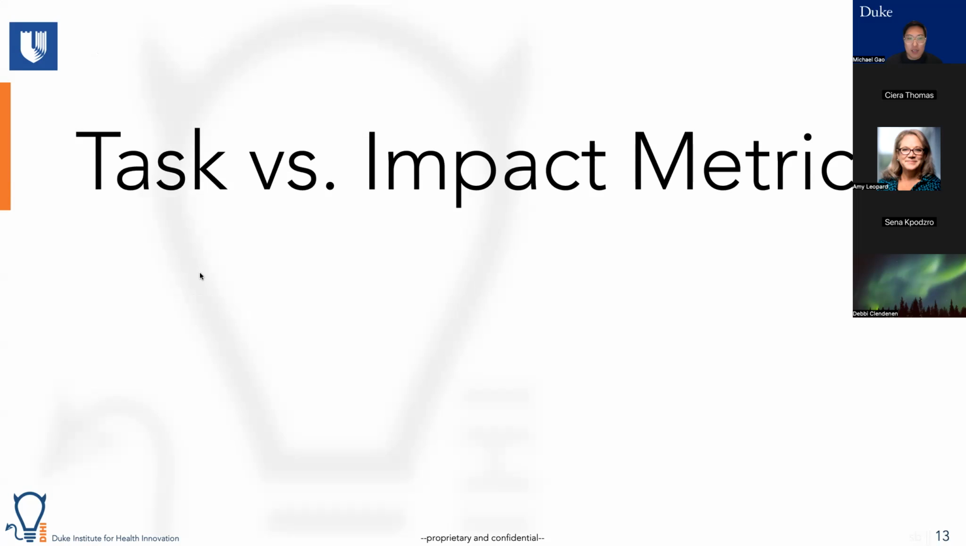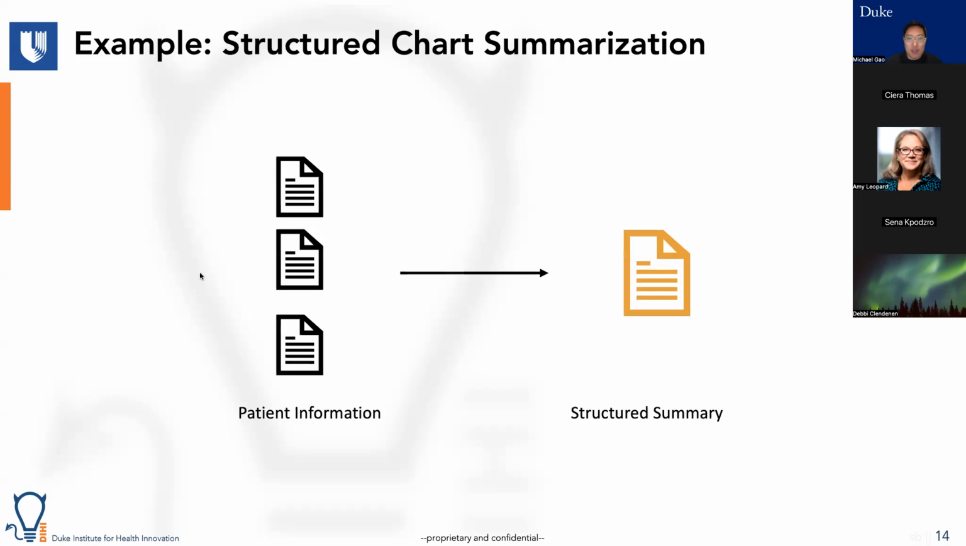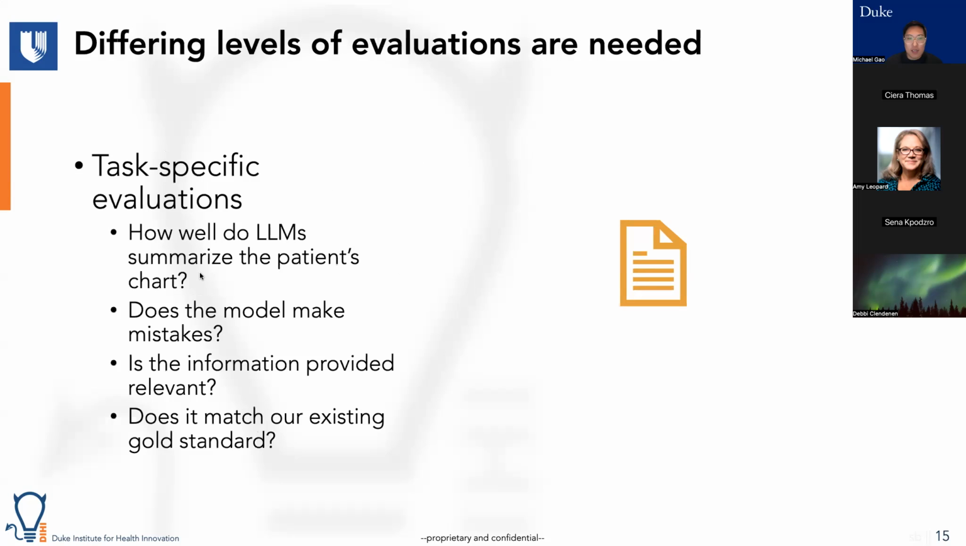Another key component of this is to differentiate between what are called task-specific metrics and impact metrics. So if we use an example, for example, of structured chart summarization, which is a general, large language model enabled solution, you have a whole bunch of patient information. You want to create a structured summary from it. Let's say we were designing a system like this.